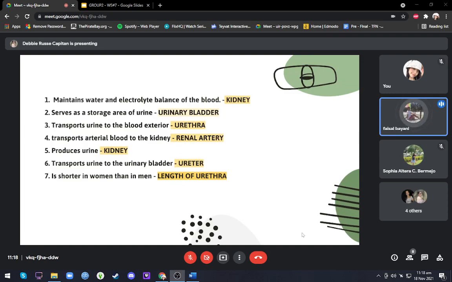1. Maintains water and electrolyte balance of the blood: kidney. Number 2. Serves as a storage area of urine: urinary bladder. Number 3. Transports urine to the body exterior: urethra. Number 4. Transports arterial blood to the kidney: renal artery. Number 5. Produces urine: kidney. Number 6. Transports urine to the urinary bladder: ureter. Number 7 is shorter in women than in men: length of urethra.